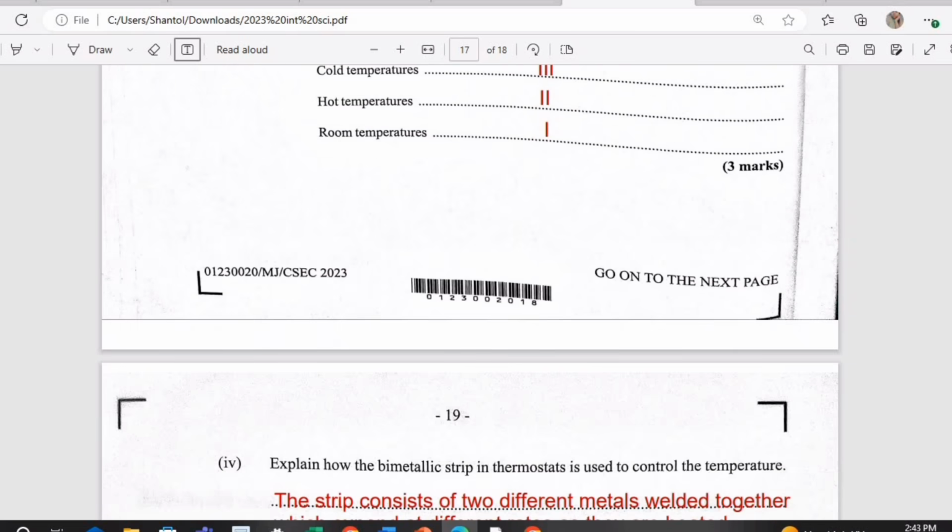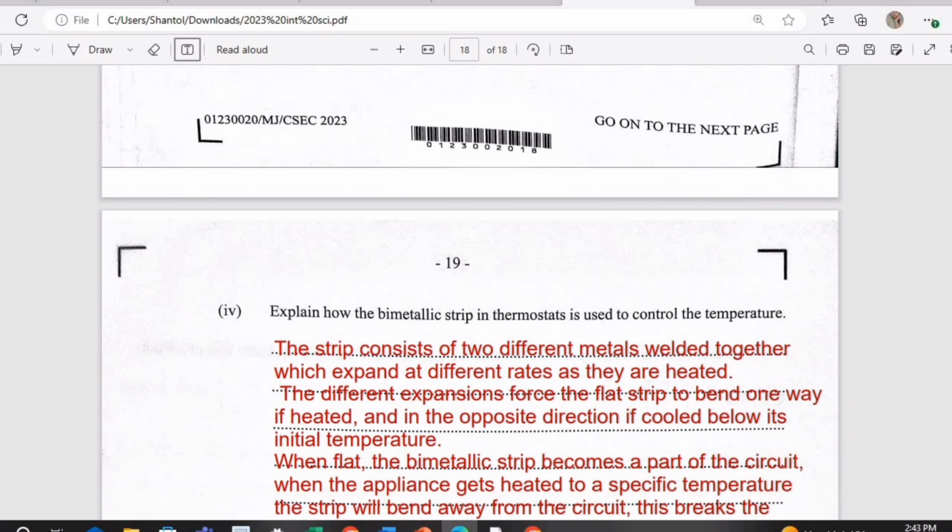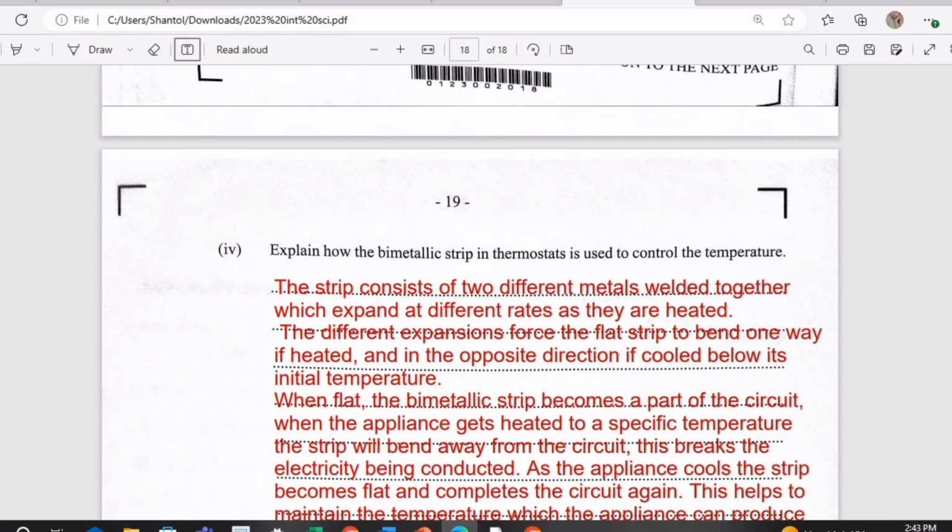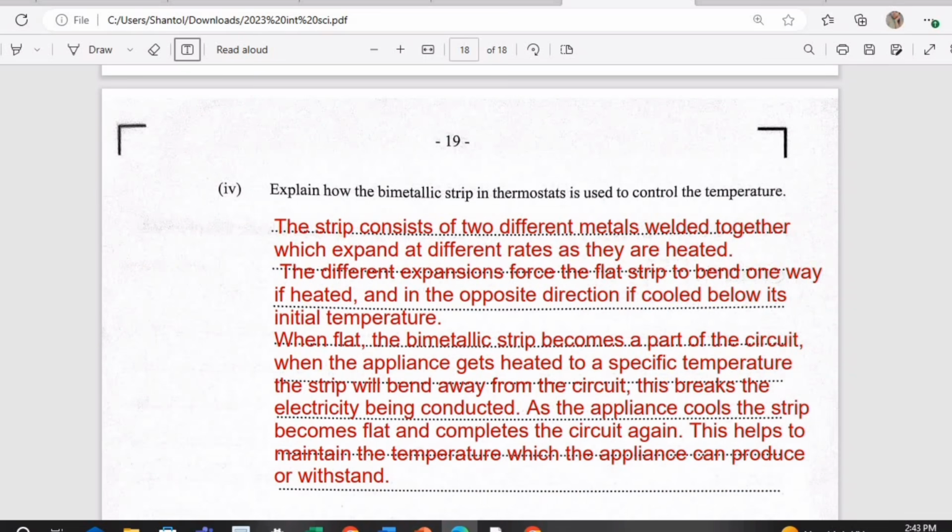3 marks. Part 4 of the question: explain how the bimetallic strip in thermostats is used to control the temperature. Now the bimetallic strip consists of 2 different metals which are welded together, and they expand at different rates as they're heated. So one is going to be expanding at a slower rate than the other. The different expansions will force the flat strip to bend one way if heated and in the opposite direction if cooled below its initial temperature.